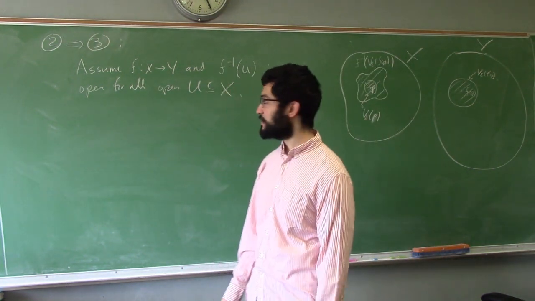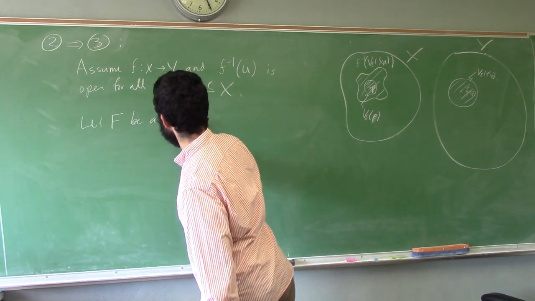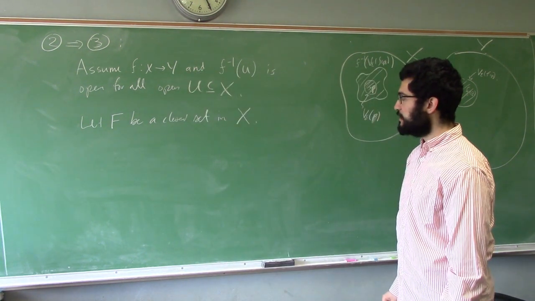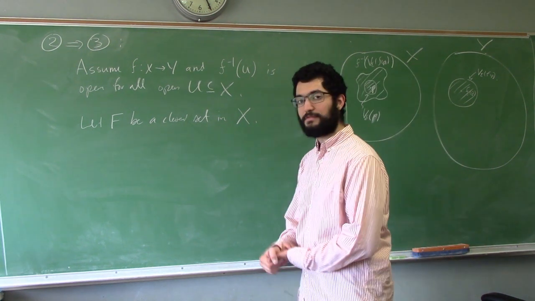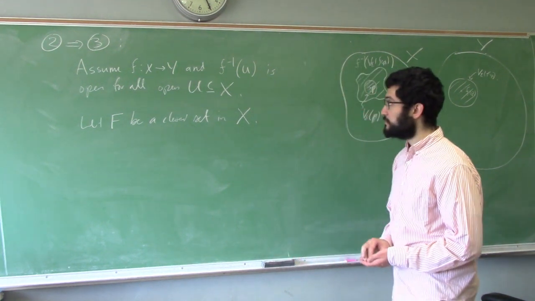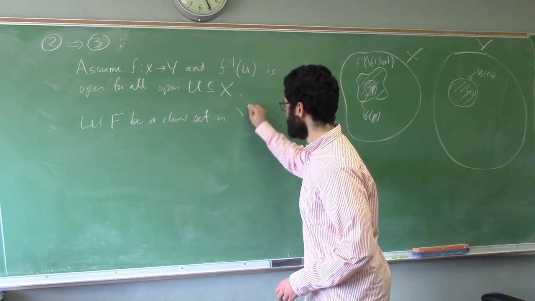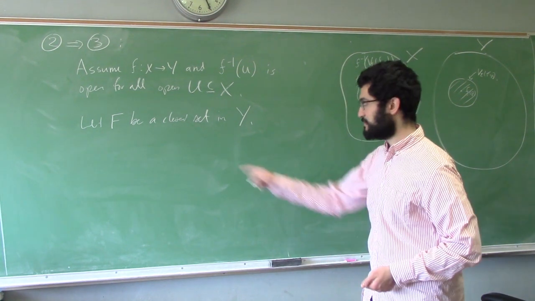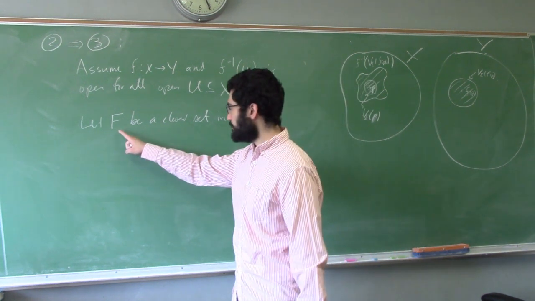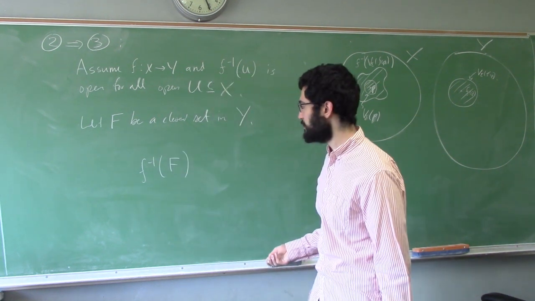Now, can we prove that the preimage of a closed set is always closed? So let F be a closed set in X. Well, we could use the definition of closed and try to construct an argument using limit points. So maybe, oh, sorry, this should be Y. Let F be a closed set in Y, and we want to show the preimage of capital F is closed in X. So we could try to use the definition, and what we would then try to show is for the preimage of capital F that it contains all of its limit points.